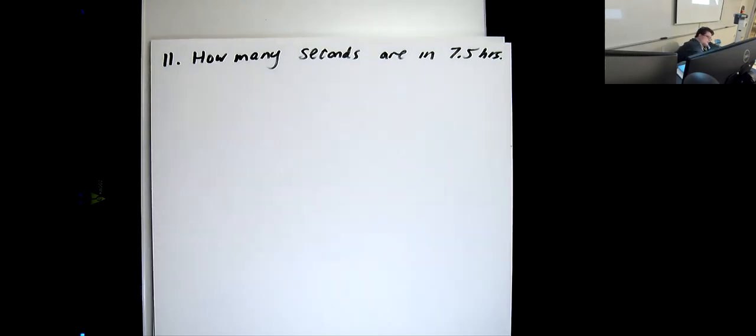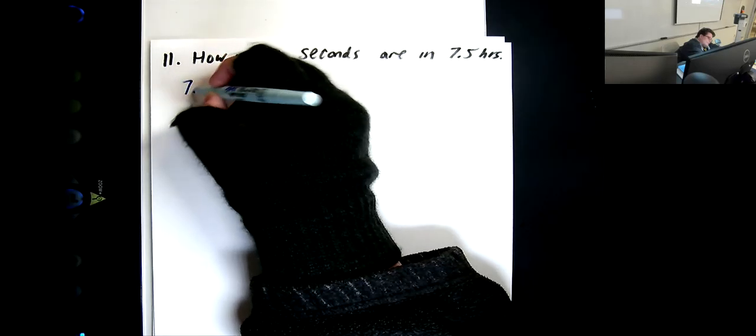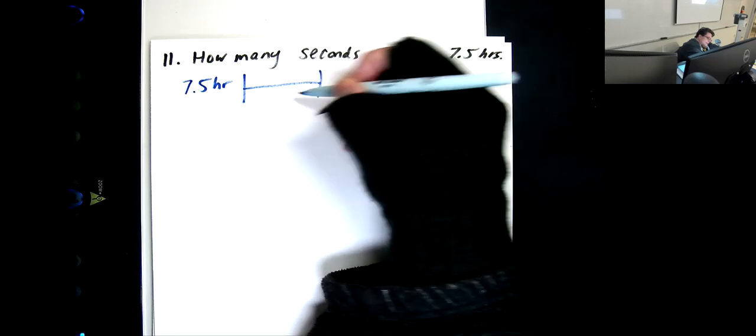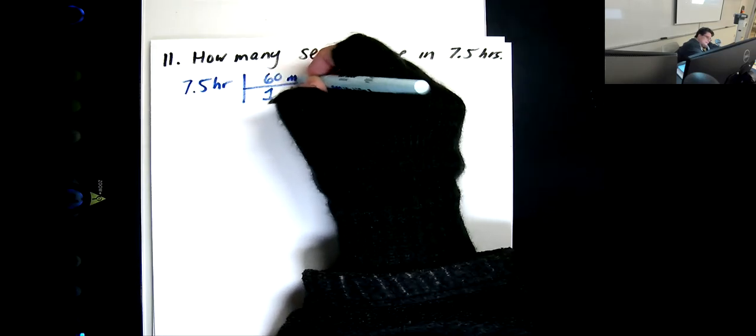So what we want to do is convert hours to seconds. I start with 7.5 hours, and I know there's a relationship between hours and minutes: 1 hour is 60 minutes.